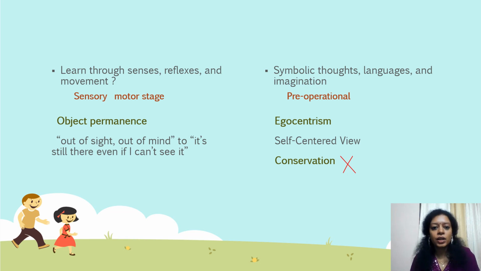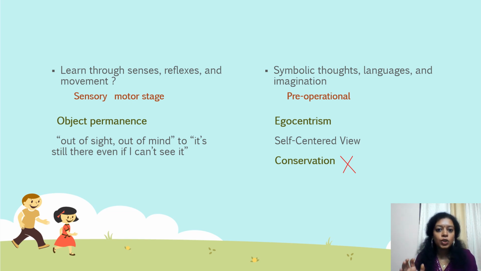And there is another word called conservation. Actually, there is no conservation in the pre-operational stage. So what does conservation mean? Let's clarify that. Children in the pre-operational stage do not understand that the quantity of an object remains the same even if its shape or arrangement changes. They tend to focus only on what they can see. I will tell you an example.